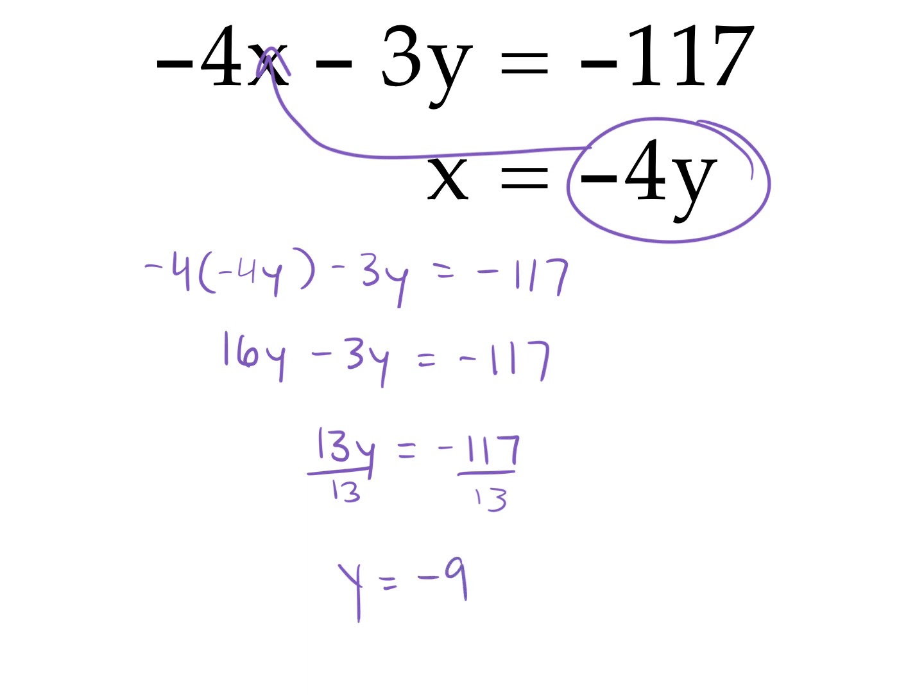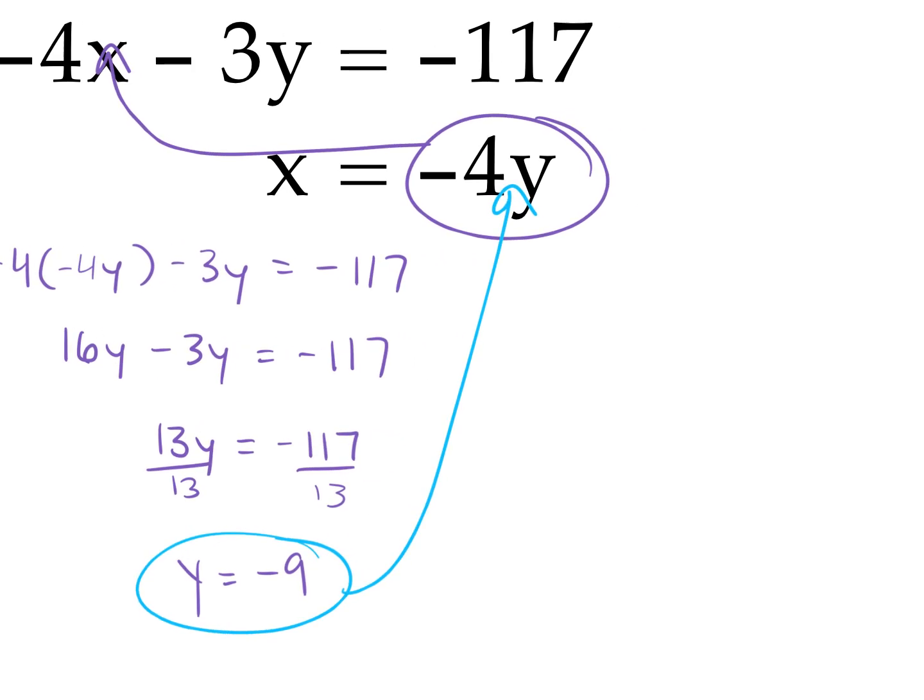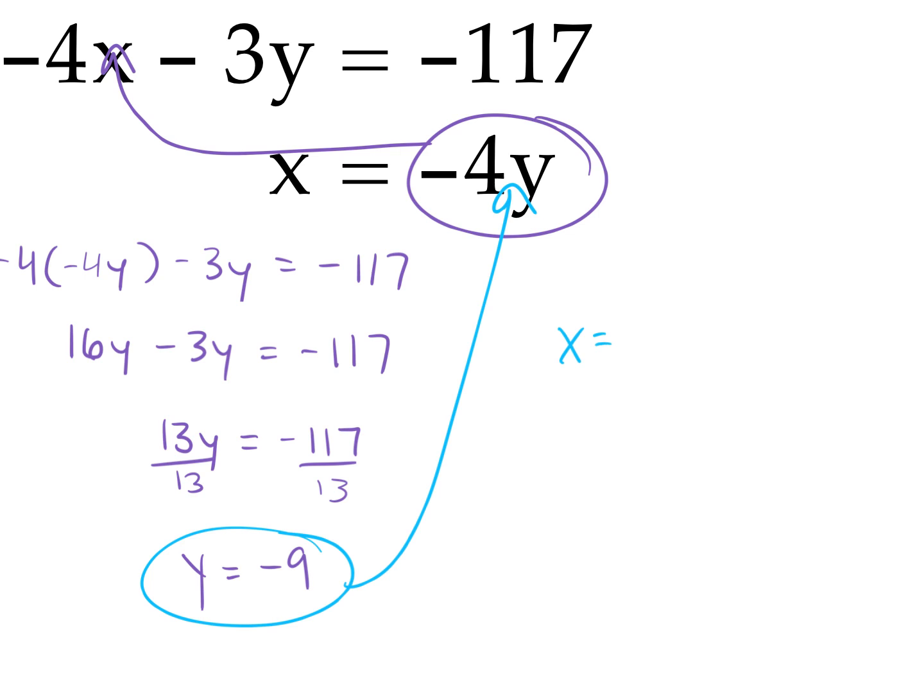Am I done? Is that all I needed? No, what would I do next? Plug the y in. So I'm going to take negative 9 and plug it into y. So I have x is equal to negative 4 times negative 9. So what does x equal? Positive 36.